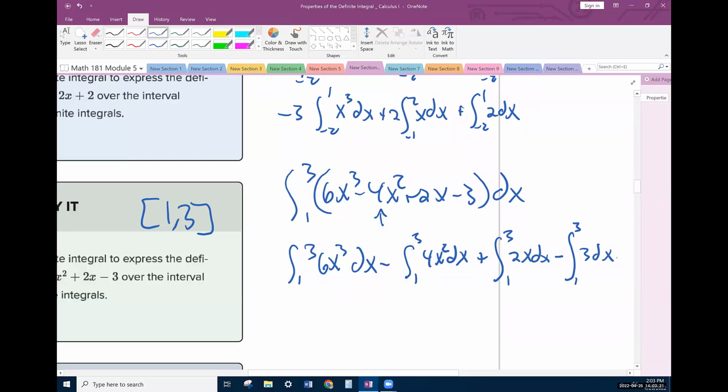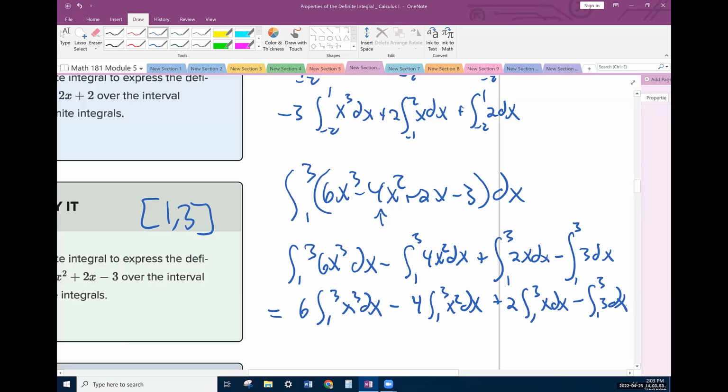Good. Now the next step is just to factor out coefficients. So what's that going to look like? 6 times the integral from 1 to 3 of x to the third dx. Minus 4 times the integral from 1 to 3 of x squared dx. Good. Plus 2 times the integral from 1 to 3 of x dx. Good. Yeah, that's it. That's all they're asking for.